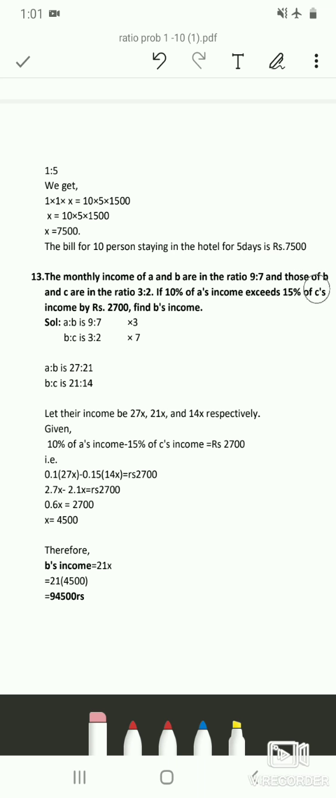So that's it for today's class. In the next video we will solve some more problems related to ratio and proportion. Try to work out some similar problems and also work out the problems that we have solved today. Thank you.